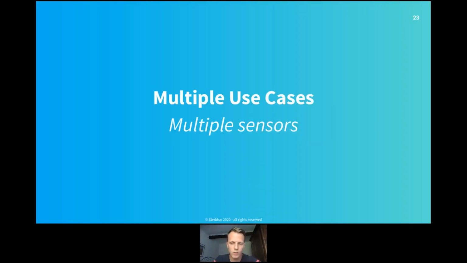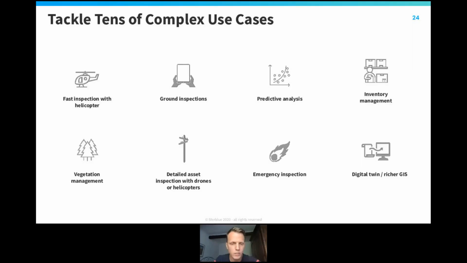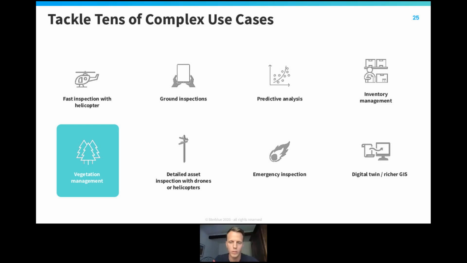DSOs have several needs when it comes to inspections. We'll show you some of those needs. It's a non-exhaustive list. I mentioned earlier that we have usually been focused on detailed asset inspections with drones or helicopters, but for a year now, we've been providing vegetation analysis together with Spacept. So let's go through some of the requirements and challenges we faced when providing this product for Enedis.